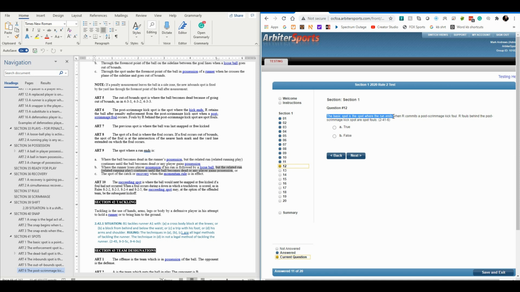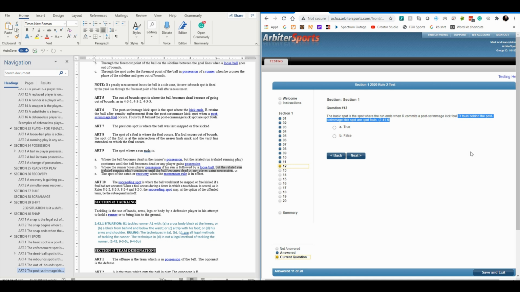Now, so this is false, but this last part of the question, if our foul's behind the post scrimmage kick spot, it is a spot foul. In other words, if the kick ends on the 40 and our foul's behind that spot, behind the 40, like say on the 30, we are going to enforce the penalty from the 30, not the 40. But generally speaking, PSK fouls are enforced from where the kick ends.